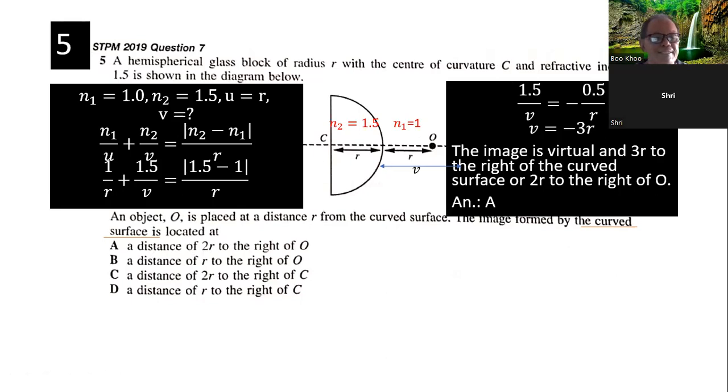Okay, no direct answer. They want you to do a bit of calculation. That's why it's a bit more challenging, STPM. Not like SPM. They have a direct answer. Yep, which part is not clear? Clear, sir. Okay, let's go to number 6 then.